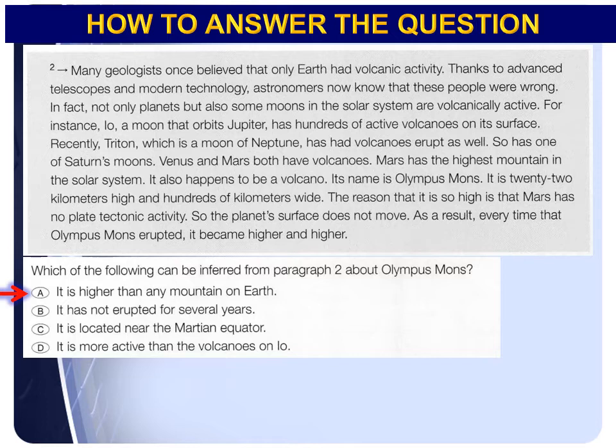The important sentences are: Mars has the highest mountain in the solar system. It also happens to be a volcano. Its name is Olympus Mons. Since Olympus Mons is the highest mountain in the solar system, then you can infer that it must be higher than any mountain on Earth. The statements in B, C, and D are not implied in the passage at all.